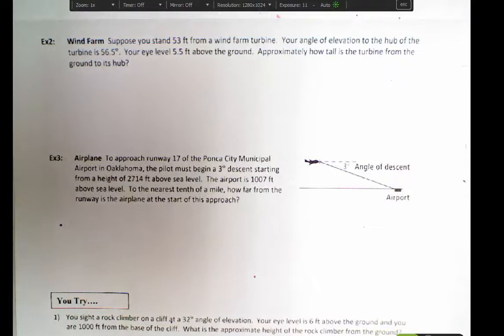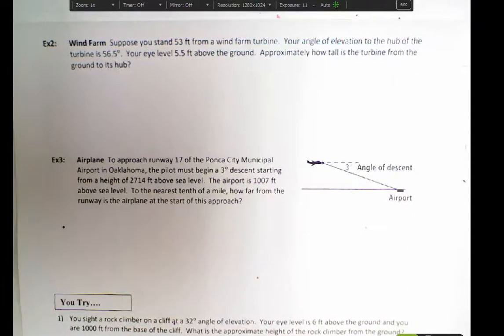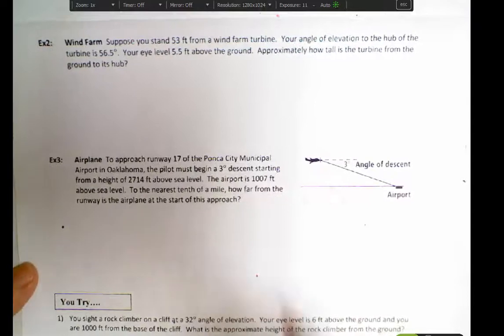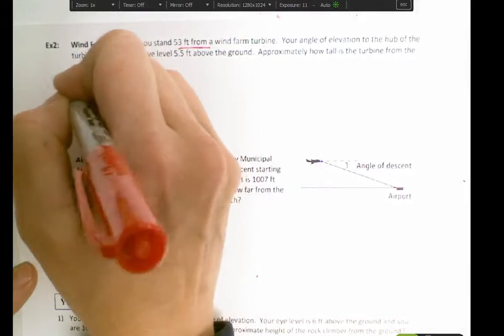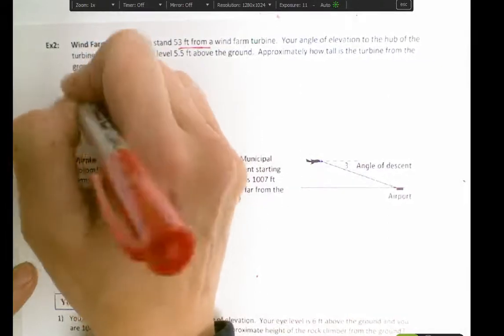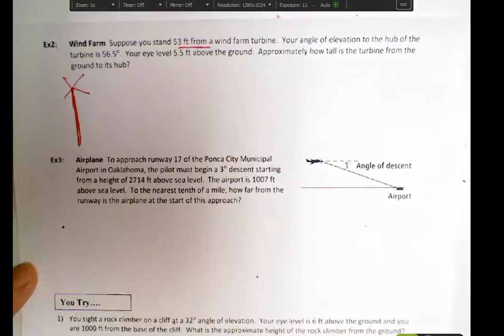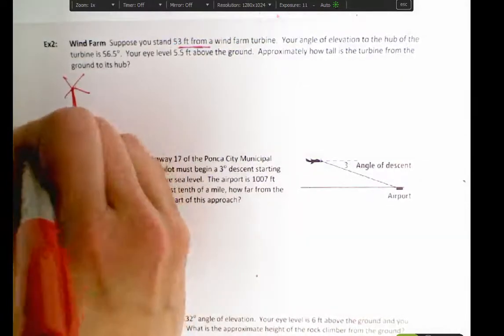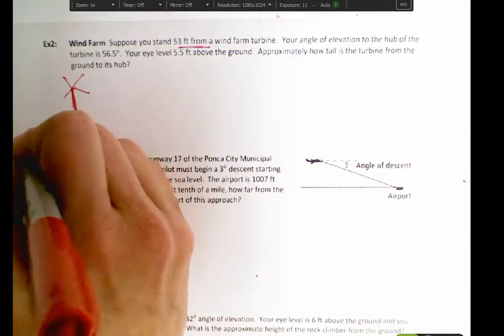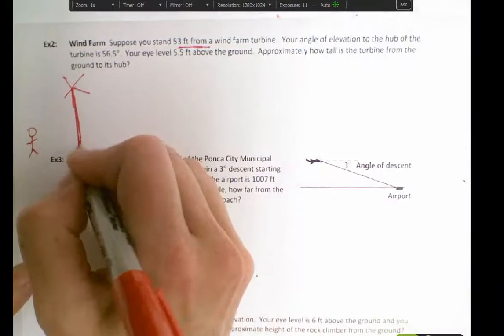So we're going to look at a wind farm. Wind farm is those great big huge windmills that produce energy. Suppose you stand 53 feet from a wind farm turbine. So I know I got these huge thingies, and I know it comes way down. And it says that I stand 53 feet from. So if I'm standing up, we're going to be on the same ground as the wind turbine.